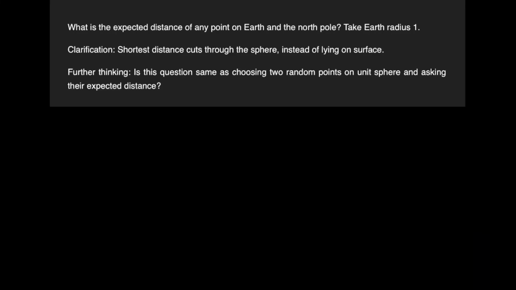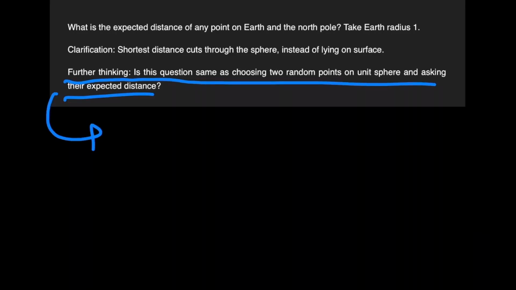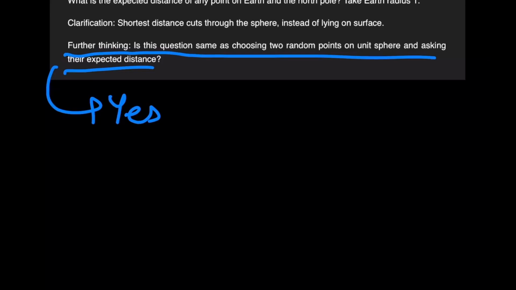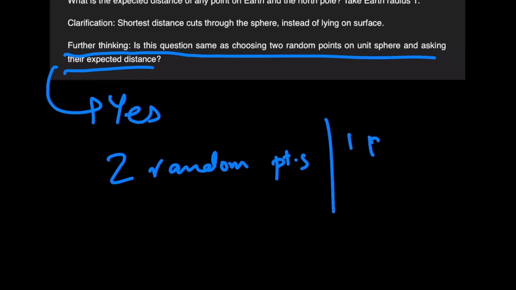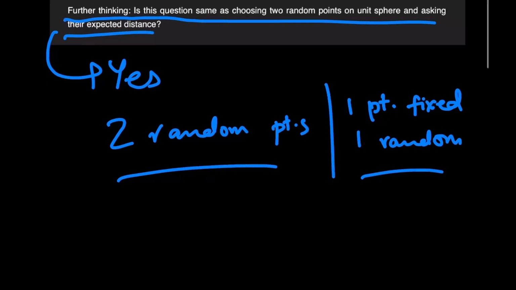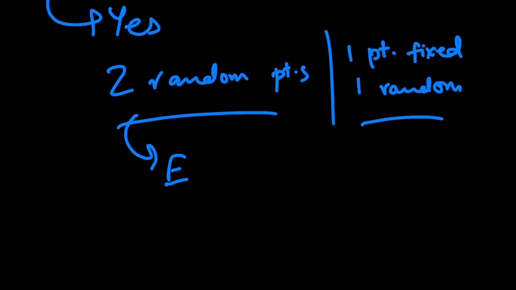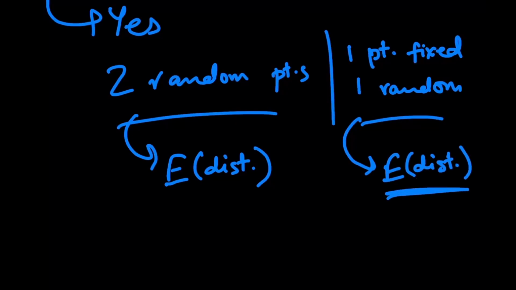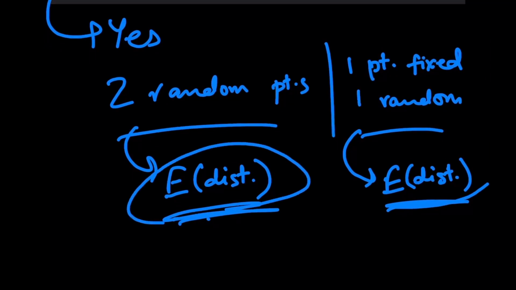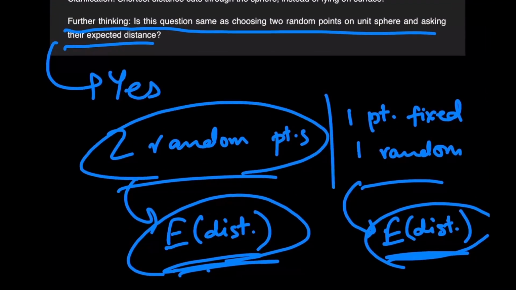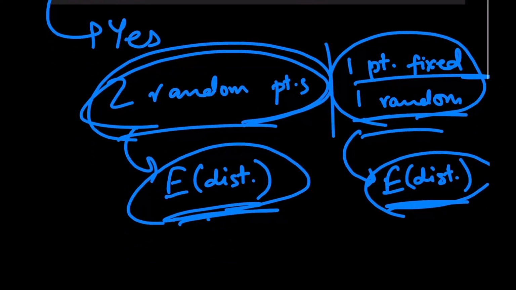So, first of all, to answer the further thinking question, the answer is yes. Considering the two cases, the first case of choosing two random points, and the other case having one point fixed and the other point chosen at random. Now, for both of these cases, if we are to calculate the expected distance between the 2 points, the question is the exact same. This value and this value is completely identical. Because, with respect to calculating the expected distance between the 2 points, just picking two random points or having one of them fixed and then choosing another random point, both of them have the exact same solution.